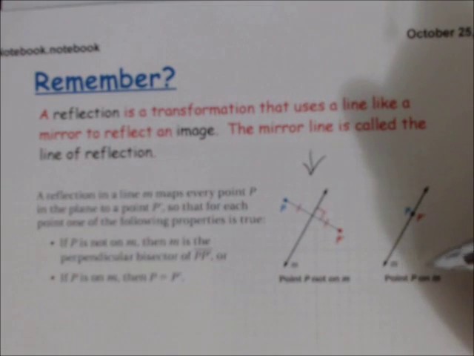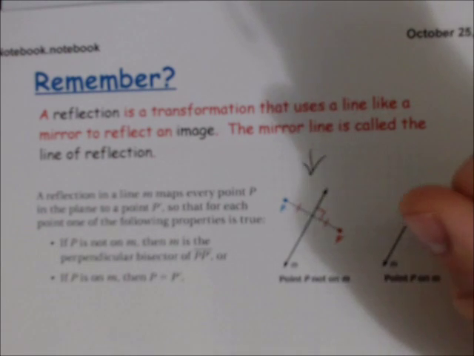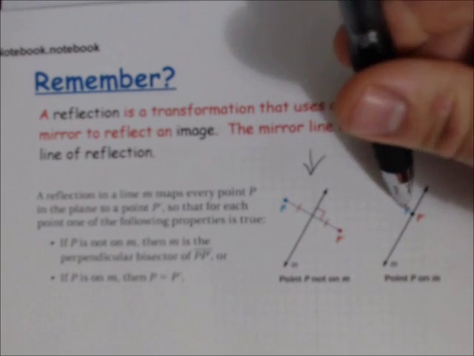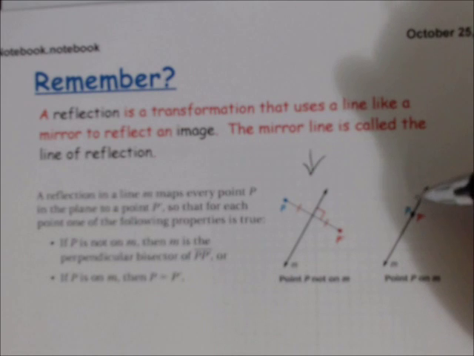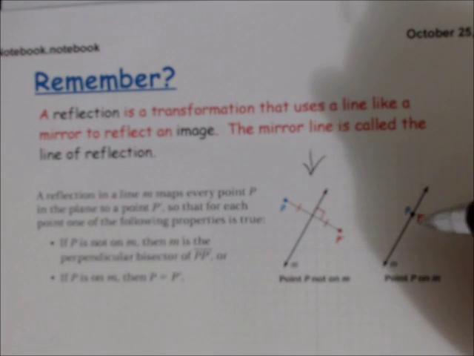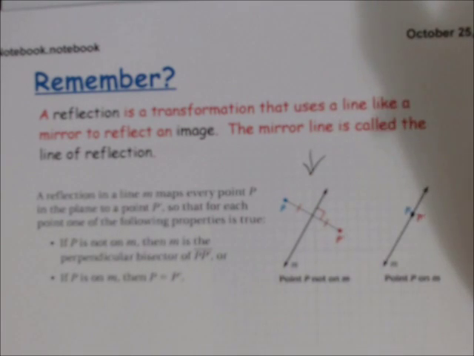If point P is on line M, when we reflect our image about this line, it stays exactly on the line if it started on line M originally. So P prime gets mapped exactly to its original position. Therefore it's the same point.